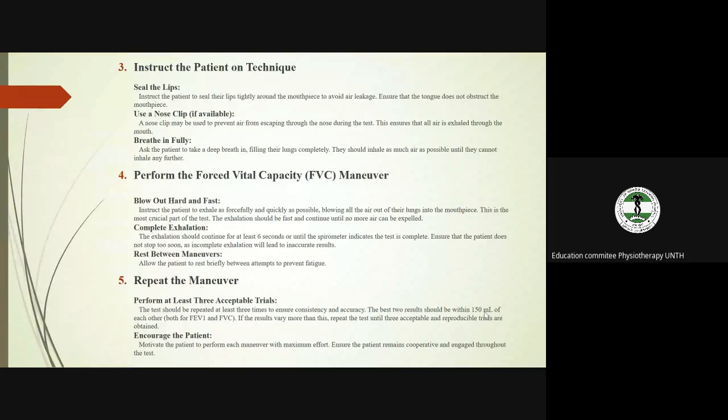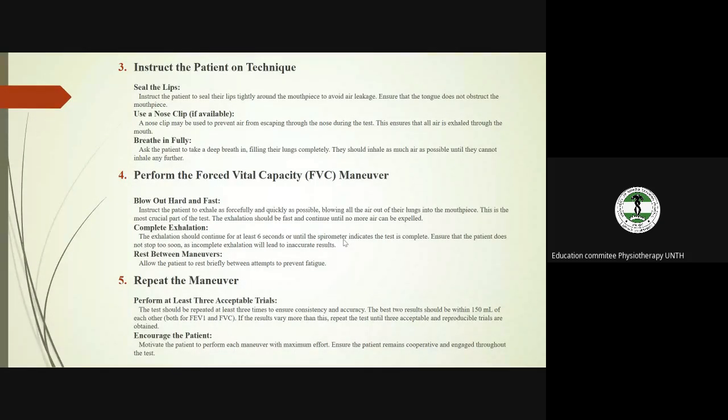The best 2 results should be within 150 milliliters of each other, both for FEV1 and FVC. If the results vary more than this, repeat the test until acceptable and reproducible trials are obtained. It must be reproducible. The test must be acceptable. When the three of them are not in line, you look at the curve. All three must be acceptable and reproducible, having the same pattern. If not, you have not done good spirometry.